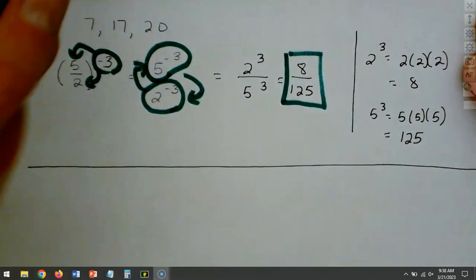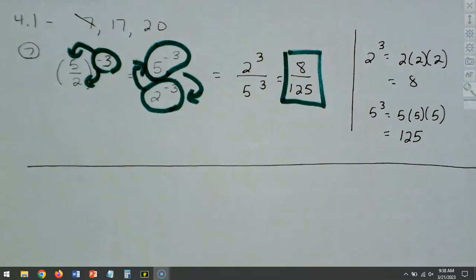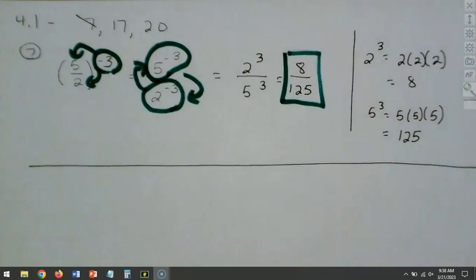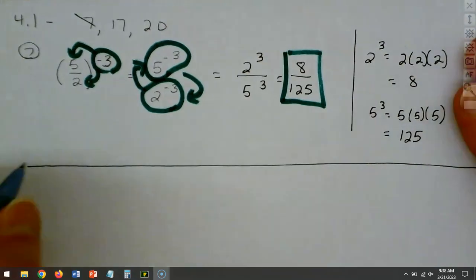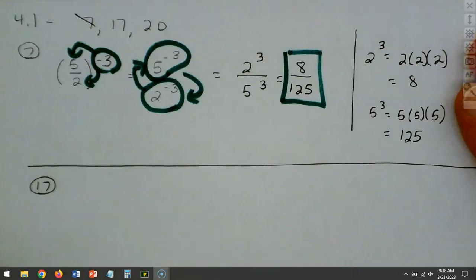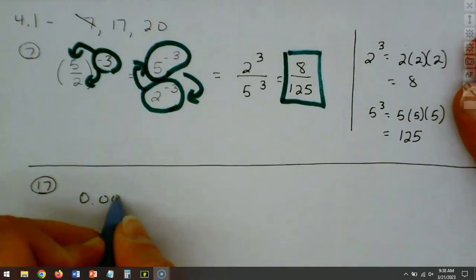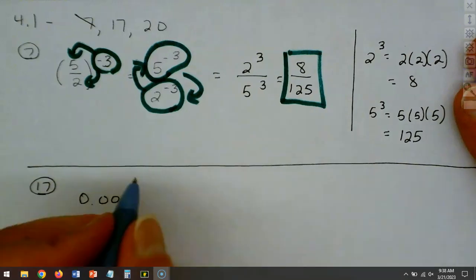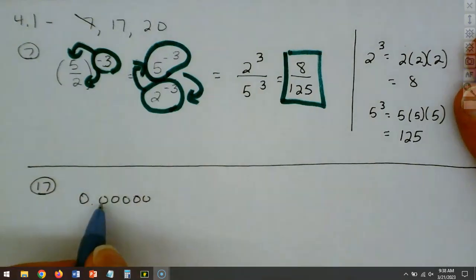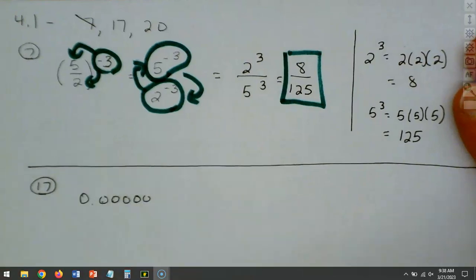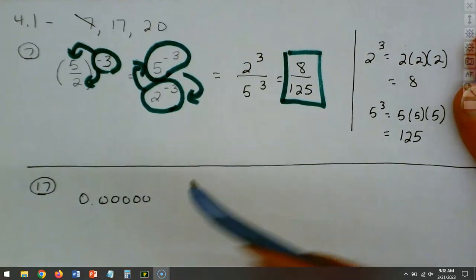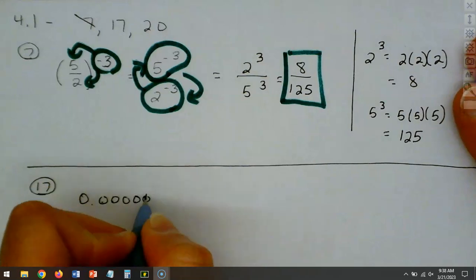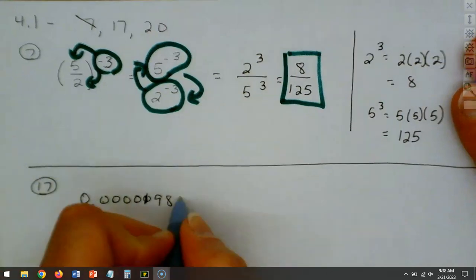Okay. Let's look at question 17. Question 17, we want to rewrite this in scientific notation, because this is in standard notation. And we want to write this one in scientific notation. And we've got 4 zeros, it looks like. 1, 2, 3, 4. And then a 1, 9, 8, 1, 2.